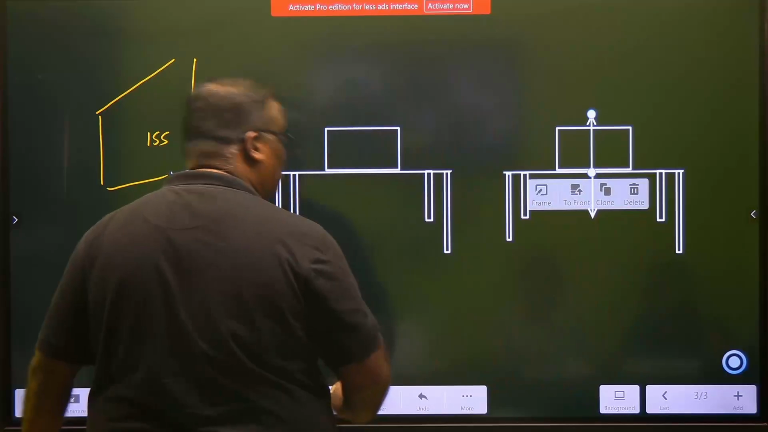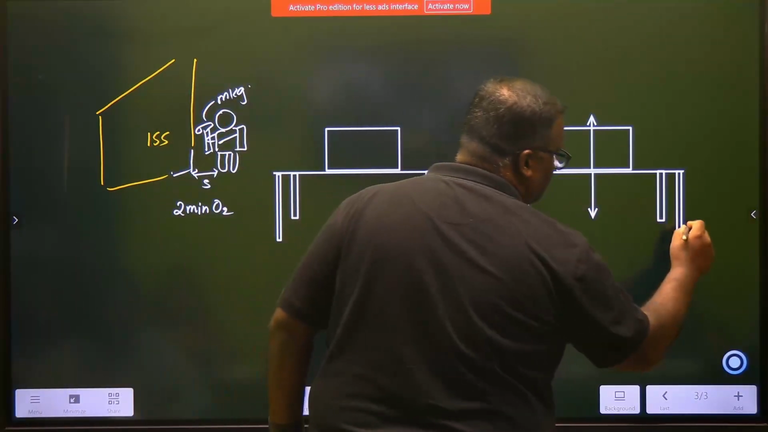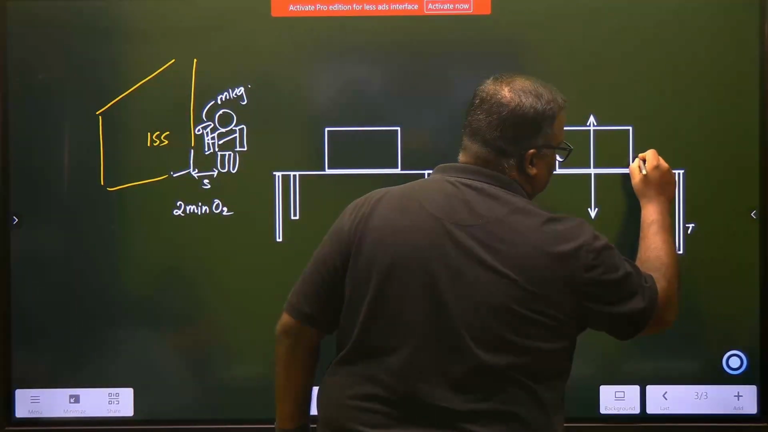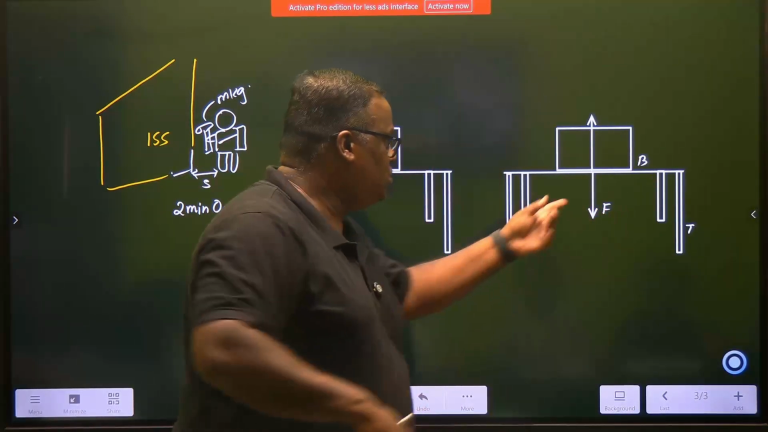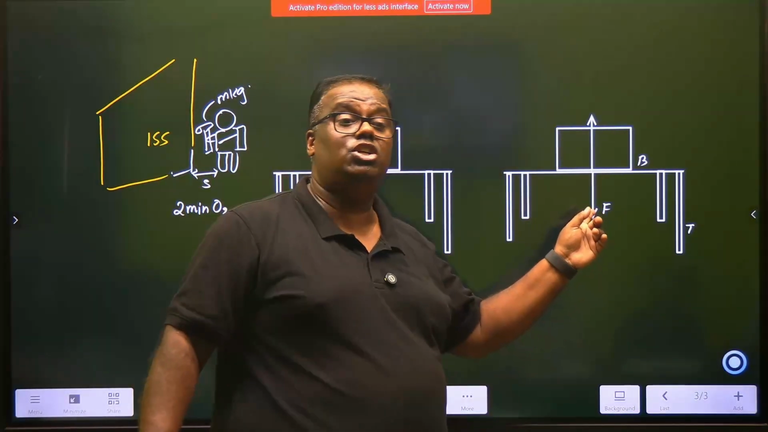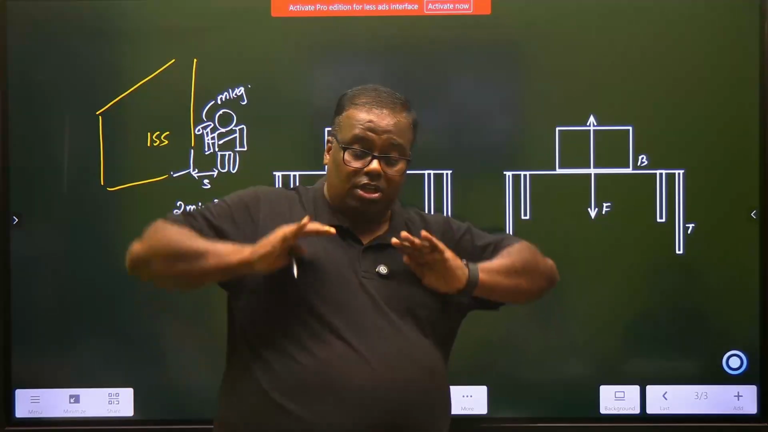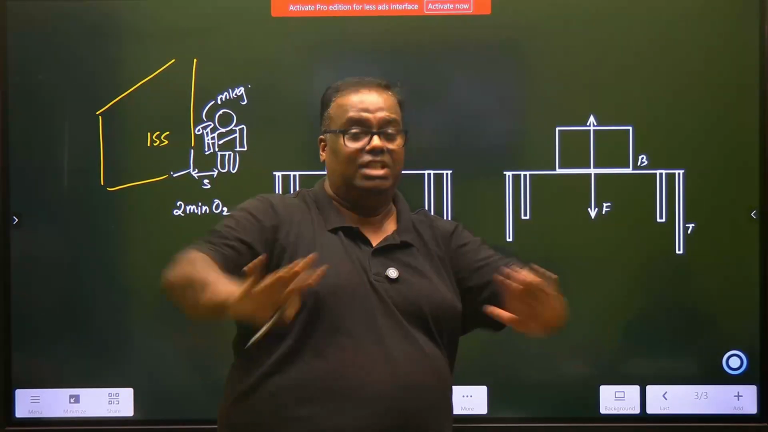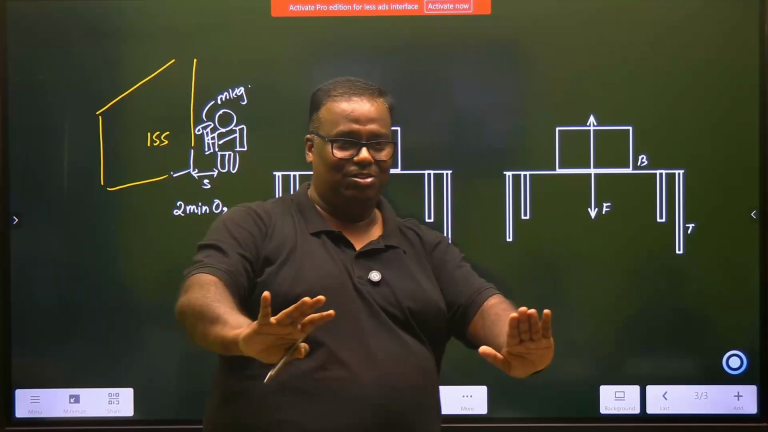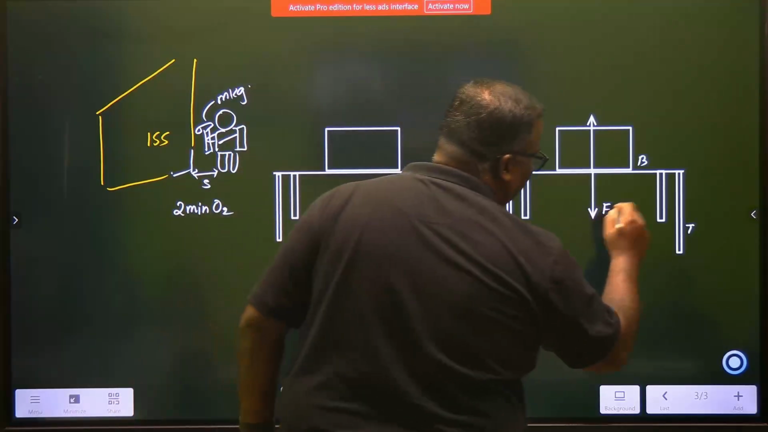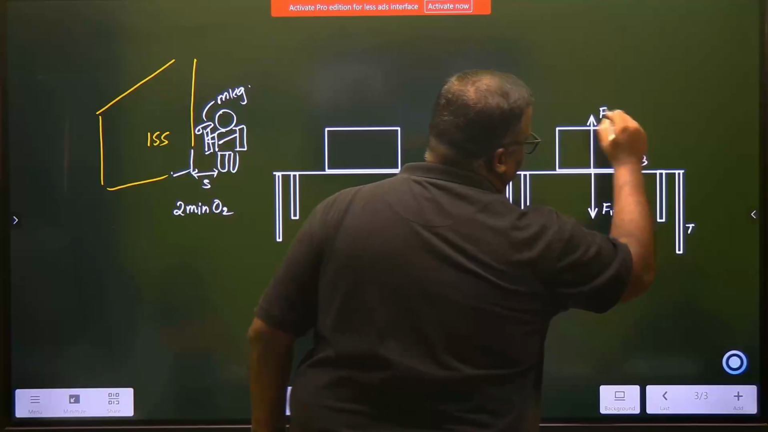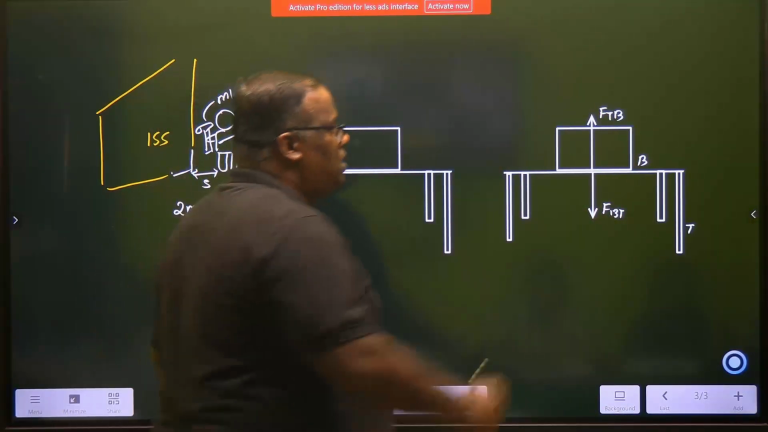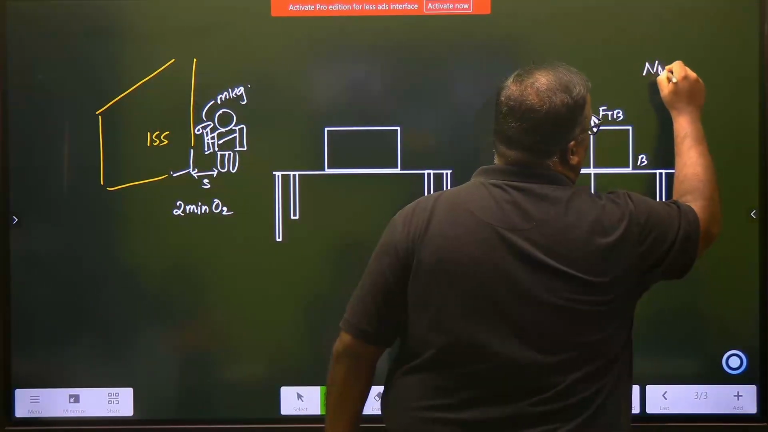You can open your books later on and see where it goes wrong. So this is the table and this is the block. What is this normal reaction? This is the normal reaction of the block. The block is saying, table, get out of me. It's reacting. So this is F, BT, and this is F, TB. Both of these are the case of normal reaction.